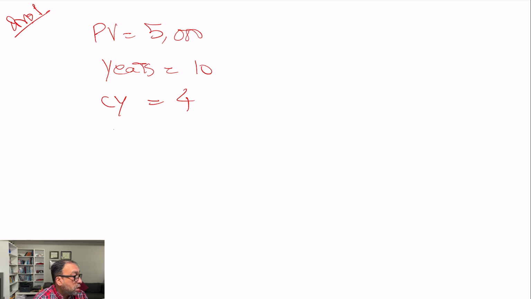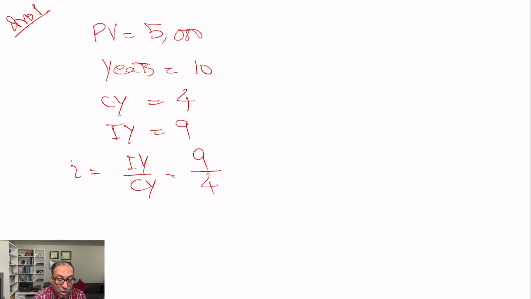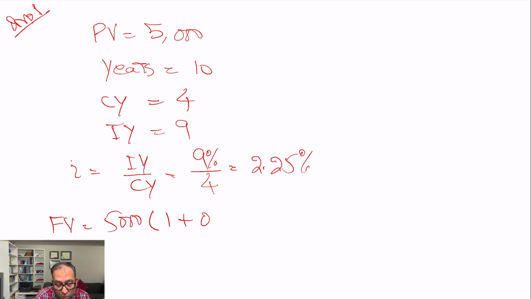Now Iy is 9. First of all we have to find I, which is Iy over Cy. So 9 by 4 means 2.25%. In our formula for future value, we have a present value, which is 5,000 times 1 plus I, which is 0.00225.